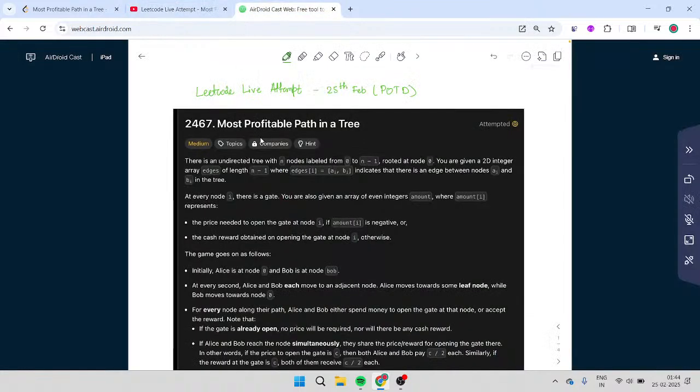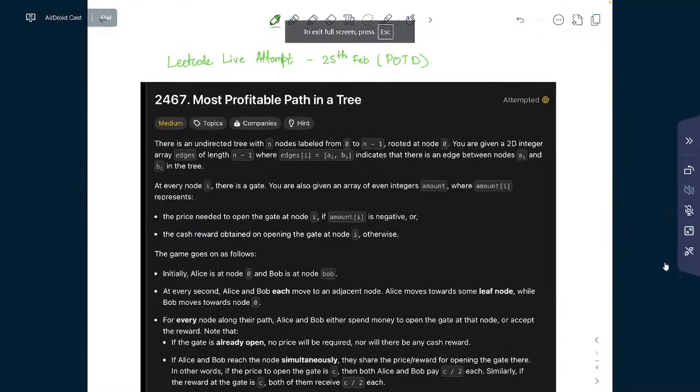Now let's come to the solution. And now I'll take you to my tablet where we solve this. Right, so this is the problem of the day, and the problem says: most profitable path in a tree. So we are given a tree, correct? There is an undirected tree with n nodes labeled from 0 to n minus 1. So there is a tree which is undirected, and there are some nodes labeled from 0 to n minus 1.